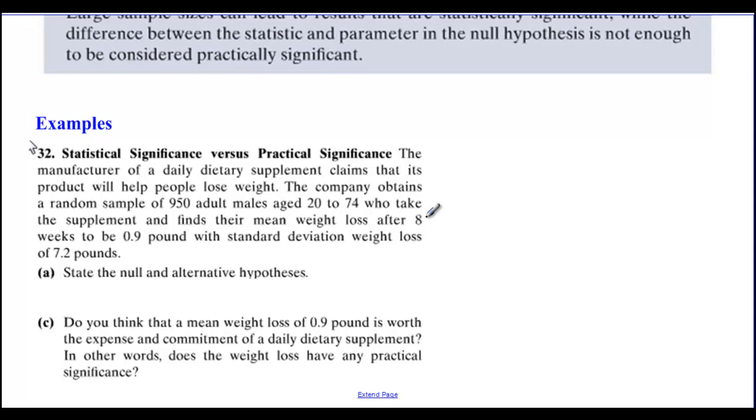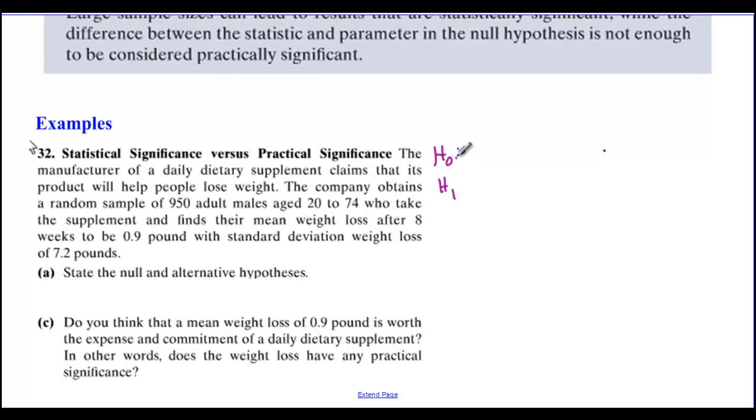people lose weight. The company obtains a random sample of 950 adult males aged 20 to 74 who take the supplement and find their mean weight loss after 8 weeks to be 0.9 pounds with a standard deviation weight loss of 7.2. So it wants us to state the null and alternative hypotheses first. So our null hypothesis and our alternative hypothesis.